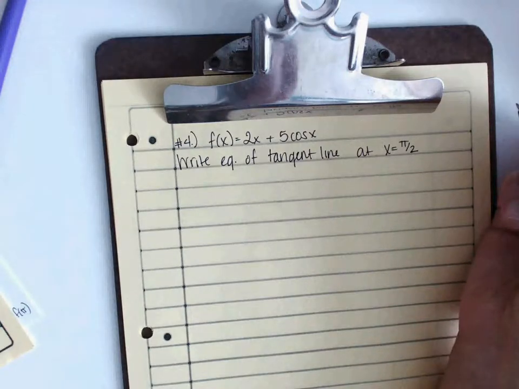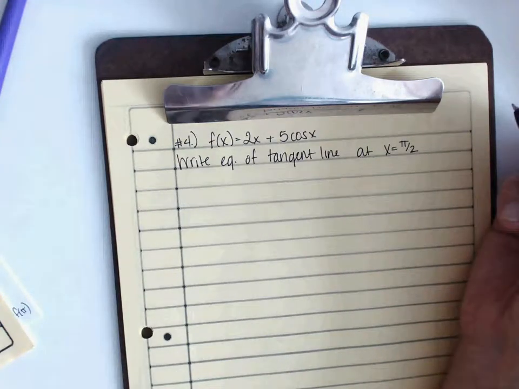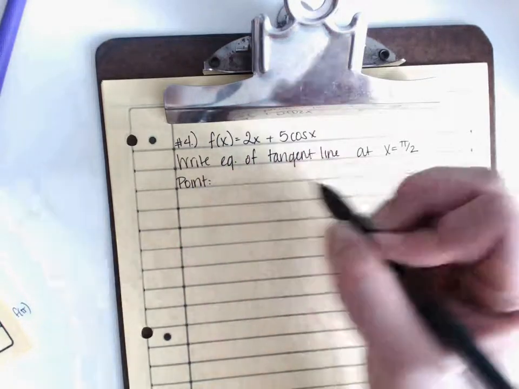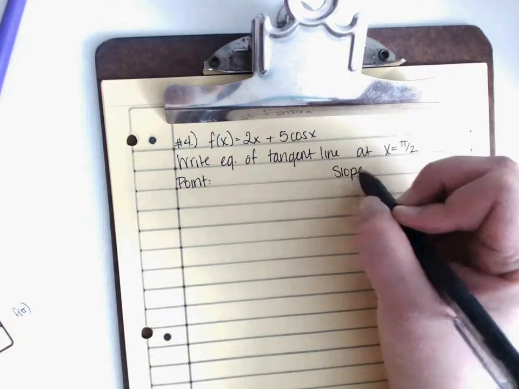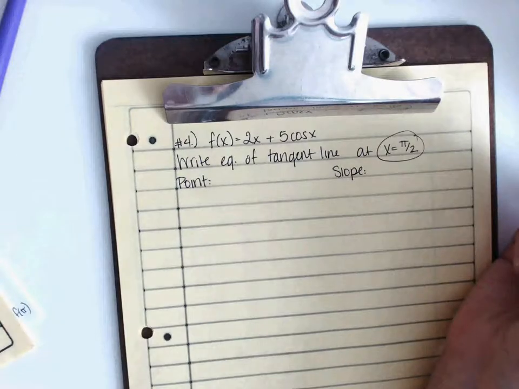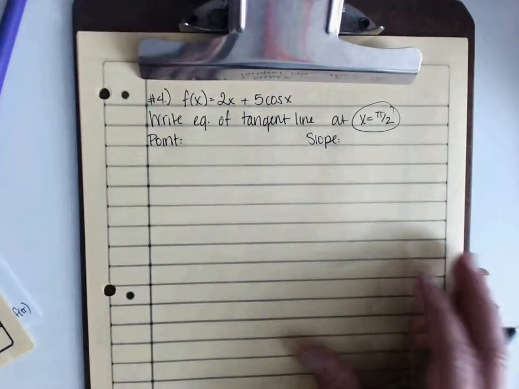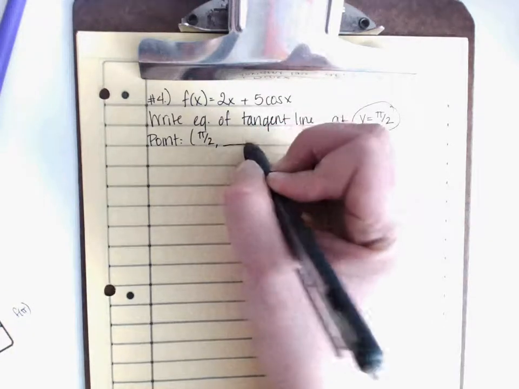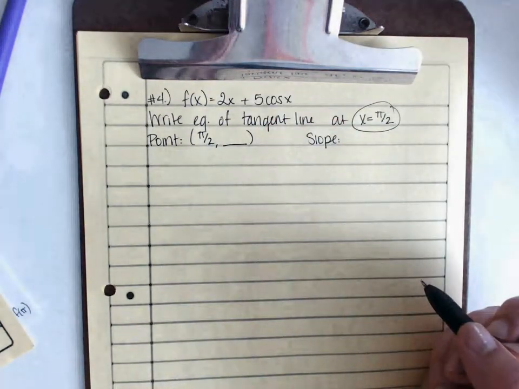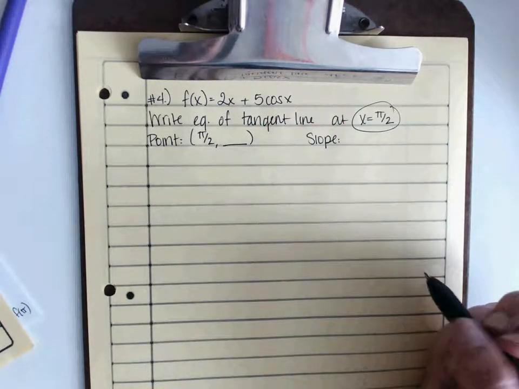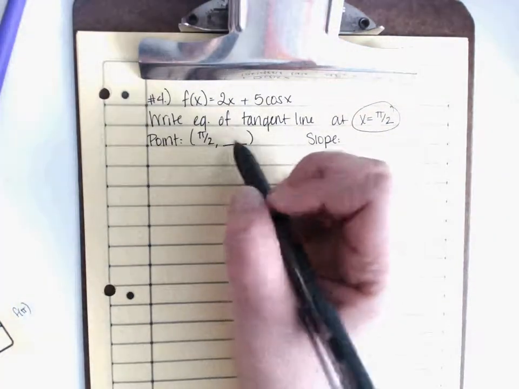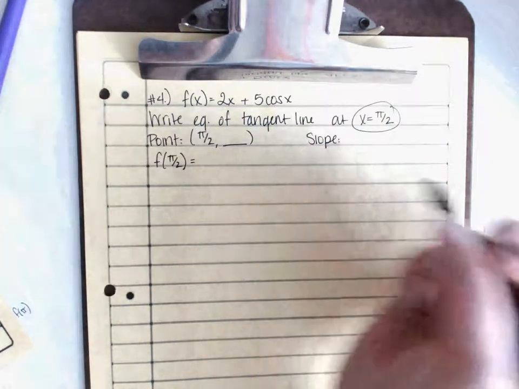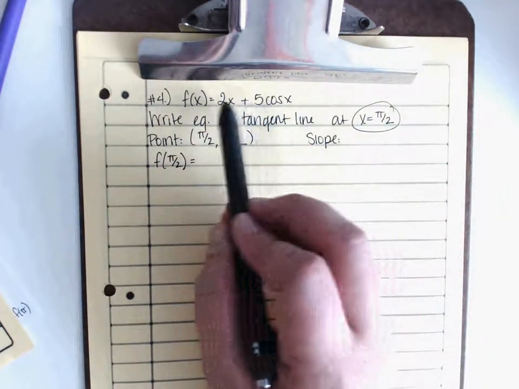Okay? So the first thing you're going to do is find your two main ingredients, which are the point and the slope. Remember, they've given me the x value, that's half of the point that I need. So it's going to be pi halves comma something, then we're going to plug it in. Remember, for the other half of the point, you're plugging into the original, not the derivative. So I'm just plugging into this guy, what I already had.